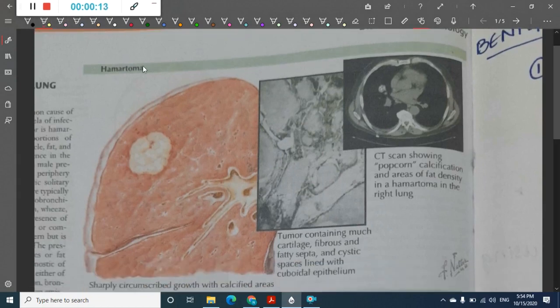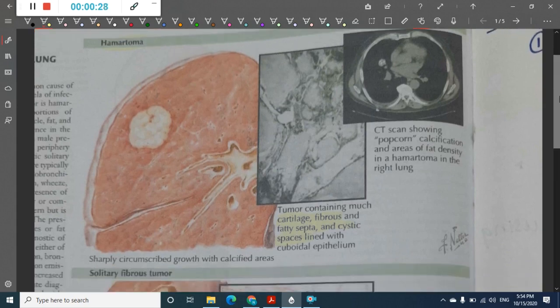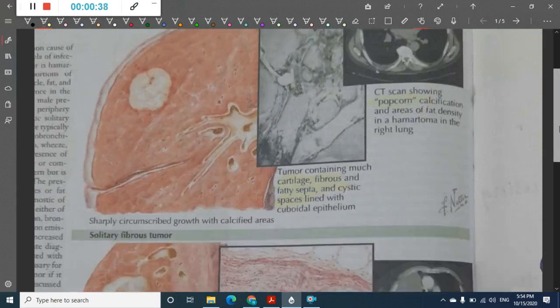So this is hamartoma. In this hamartoma you can see the tumor which is here, and this tumor consists of cartilage, fibrous and fatty septa, and it also has cystic spaces which are lined with cuboidal epithelium. This is the CT scan of the hamartoma, which is showing popcorn calcification. This is the popcorn calcification that we can see in hamartoma.